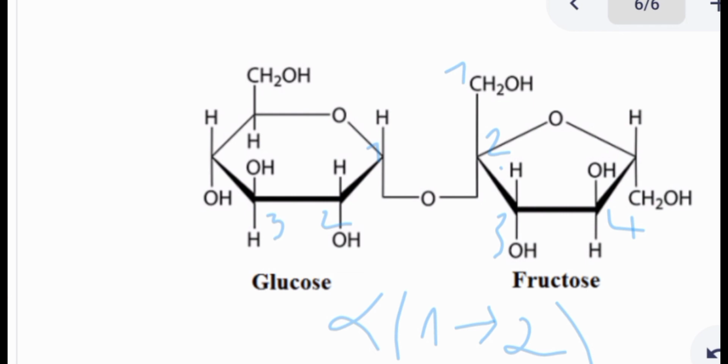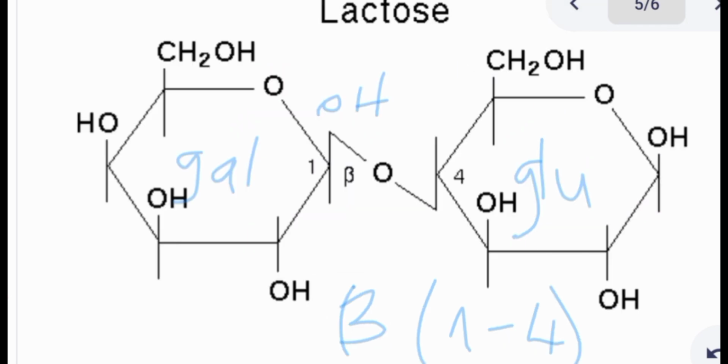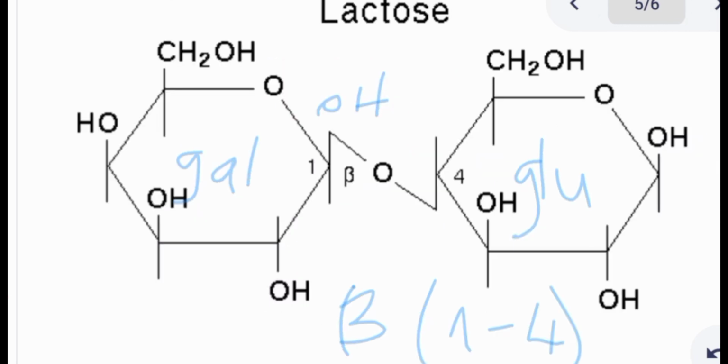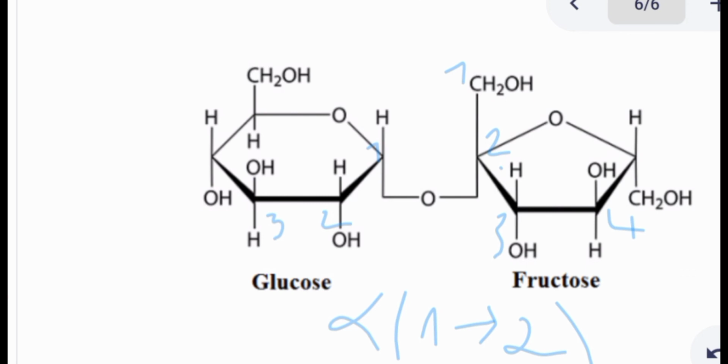So that's all for today. From what we have done so far, you can tell which one is the alpha 1,4, which one is the beta 1,4, and which one is the alpha 1,2.